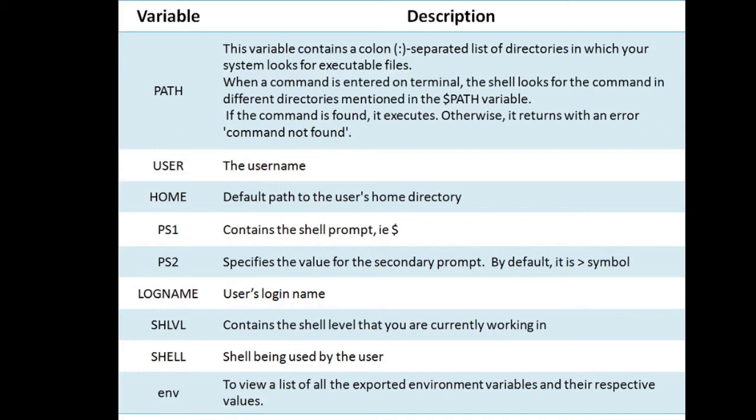The next variable is USER. It gives the username. Then you have HOME. This is the default path to the user's home directory. PS1 and PS2 are for the shell prompt. PS1 is the primary prompt and PS2 is the secondary prompt. The primary prompt is usually the dollar sign and the secondary prompt is the greater than symbol. You have LOGNAME, SHLVL, then SHELL and env. These list the environment variables and their respective values.